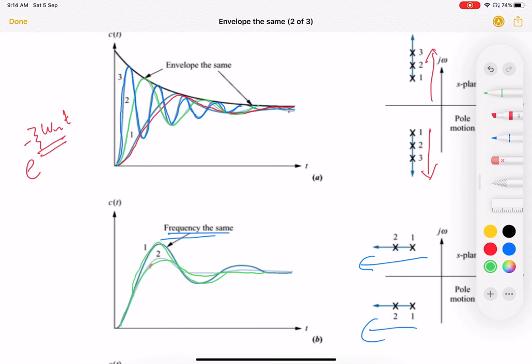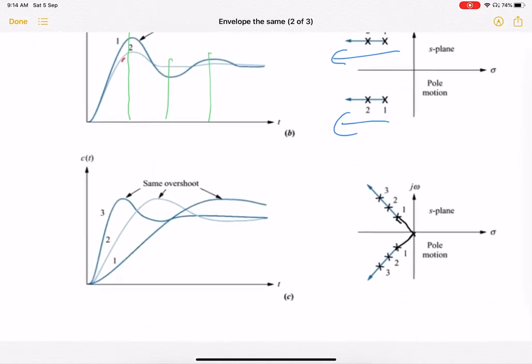The envelope for 1 is going to be sharper, right? For 2, in this case, it's going to settle down faster as compared to 1, because the value of zeta omega n is more in case of 2 as compared to 1, right? And since your omega d is the same and your frequency is the same, you have constant values of your peak time. So you can see that the peaks, the overshoots and the undershoots, they will be at the same time.